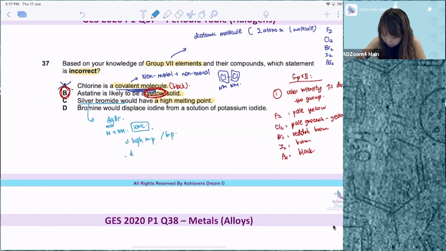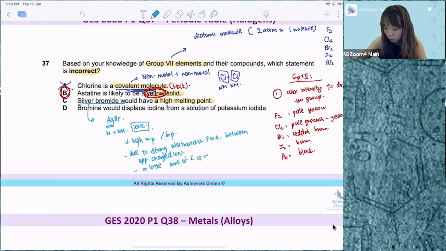Why? It is because of the strong electrostatic forces of attraction between the oppositely charged ions. So therefore, a large amount of energy is required to overcome them. So ionic compounds generally have high melting and boiling points. So option C is a true statement as well.